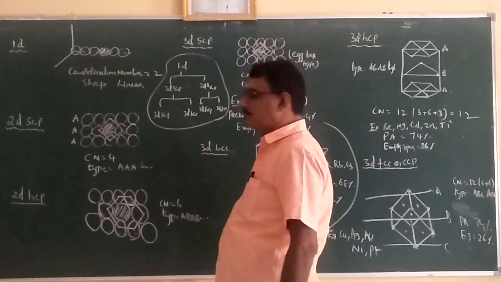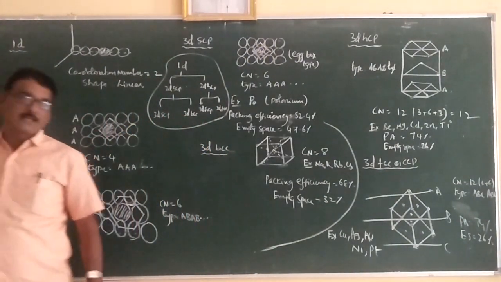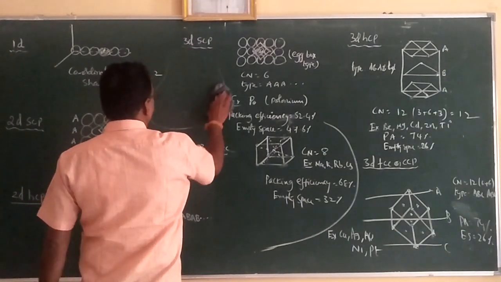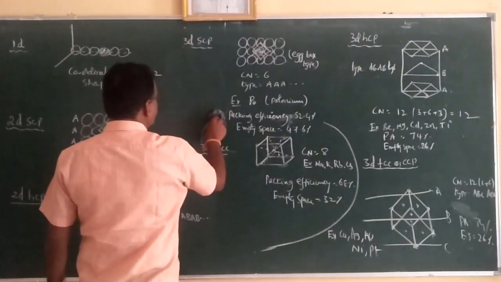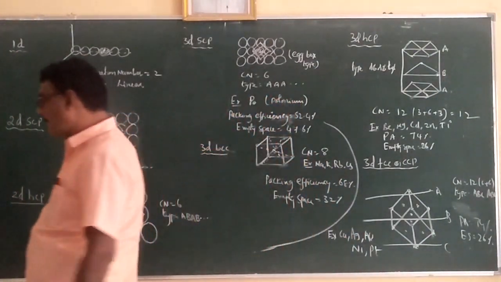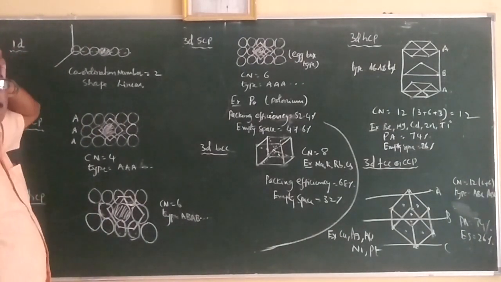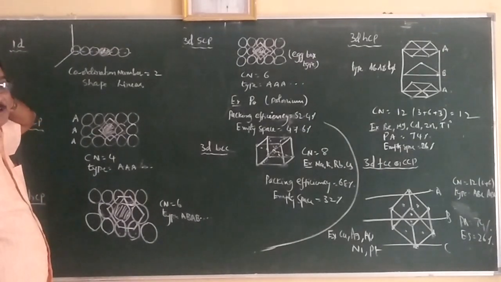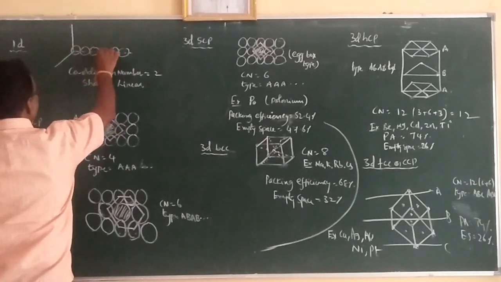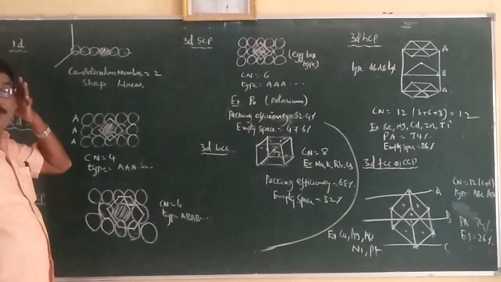Last class we discussed the flow sheet for the close packing structures. Now today we will explain each one individually. This is very important for our objective. Today we discuss one dimension. One dimension means only one direction, where all spheres are close to each other. That is called one dimensional.